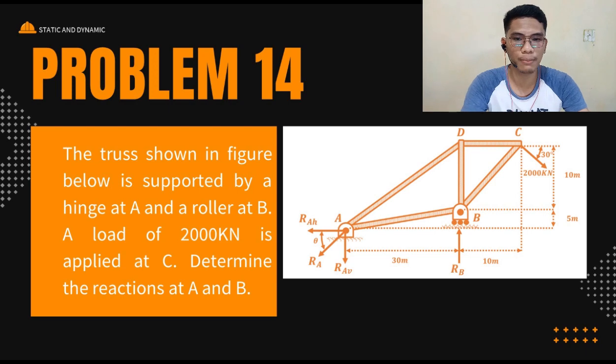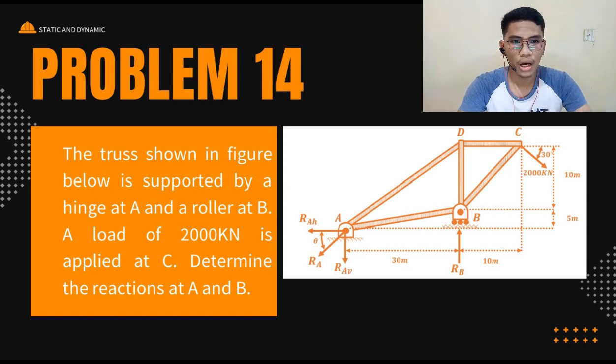So, next is problem 14. The truss shown in the figure below is supported by a hinge at A and a roller at B. A load of 2,000 kN is applied at C. Determine the reactions at A and B. So, we will have two reactions or two forces acting on A kasi po fix ang support po sa kanya. So, meron tayong horizontal and vertical. At dito naman po sa B which is a roller or bearing po, so ang mag-act lang po sa kanya is isa, which is yung vertical force.